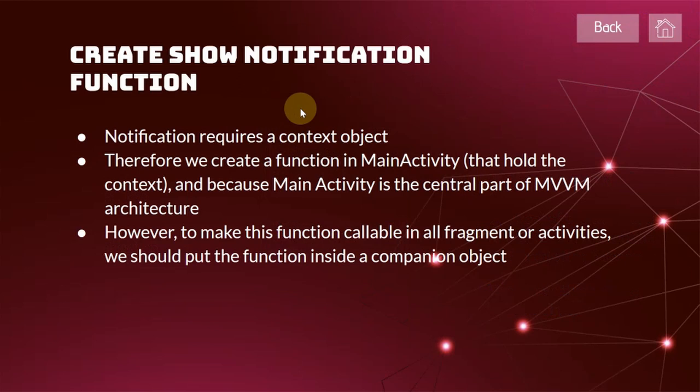As you can see in the previous program, a notification requires a context object. Therefore, we create a function in MainActivity that holds the context. MainActivity can access the context object. Remember that our project, the MVVM, is all centered on our MainActivity as the central part. It holds the UI, and it loads different fragments into it. So we only have one activity, and it acts like the controller of your UI. Therefore, when we create a notification, we can get access to the MainActivity context object.